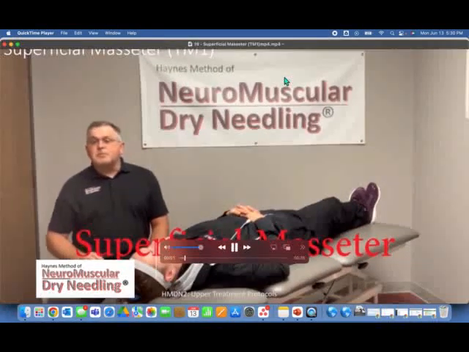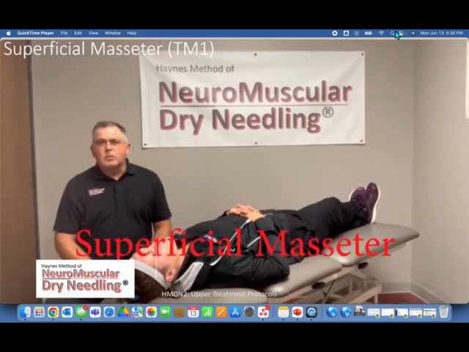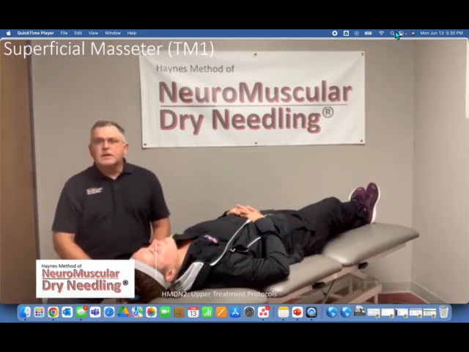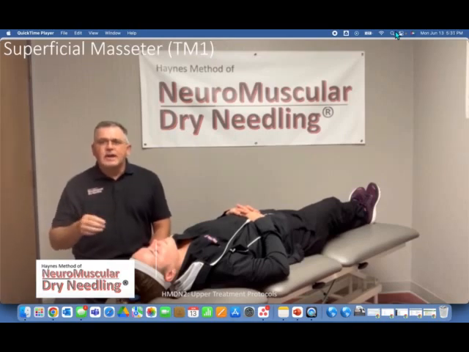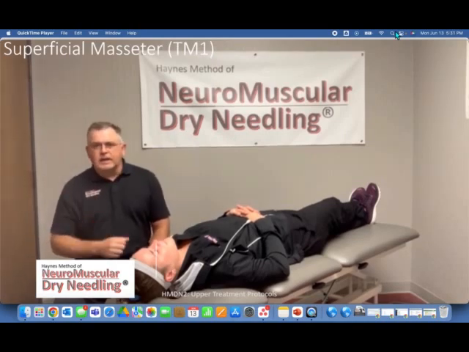For the superficial masseter position here, we're going to be in a sideline position. Needle length will be 2 centimeters with a backdrop down to the mandible. We're going to palpate the angle of the mandible and needle at 1 finger breadth cranial and 2 finger breadths anterior in a lateral to medial angulation.